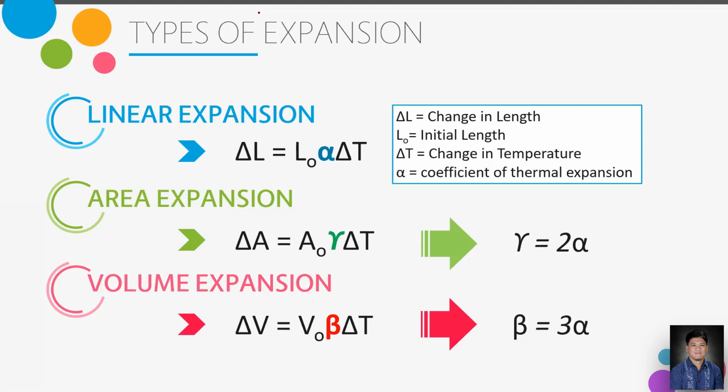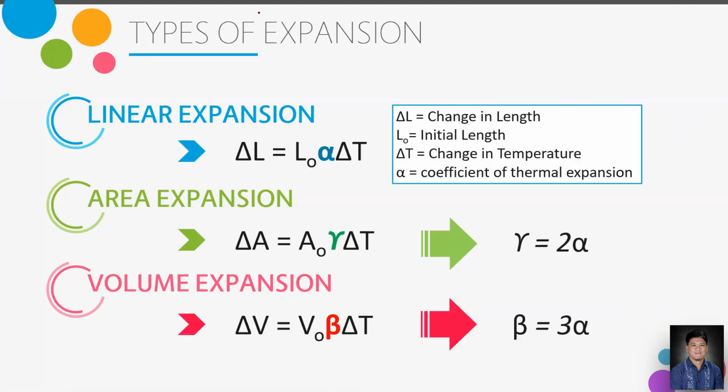For volume expansion, we'll use the change in volume is equal to the initial volume times beta times the change in temperature. So beta is equal to 3 times alpha. So 3 alpha, it is because volume is already three-dimensional. So this volume is three-dimensional. That's why we also need to multiply the coefficient by 3. Okay? So these are the 3 types of expansion: the linear expansion, the area expansion, and the volume expansion.